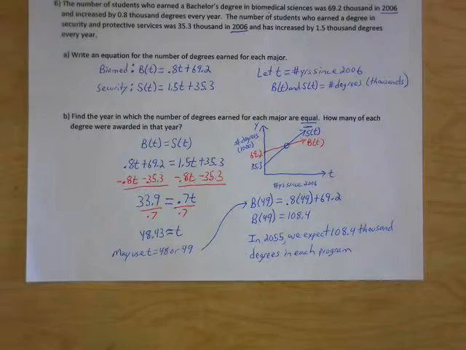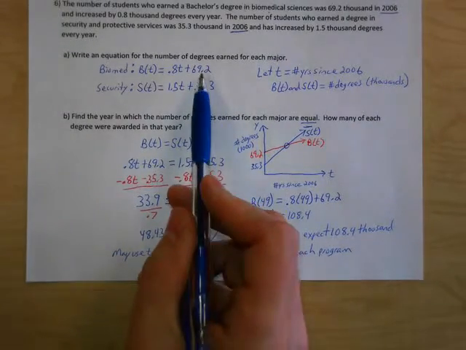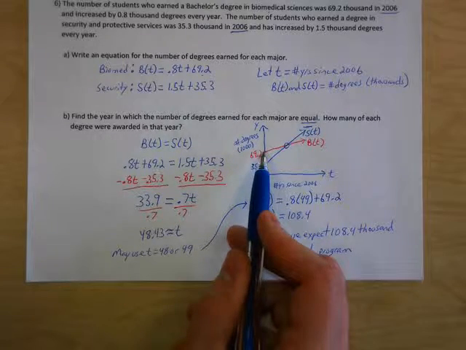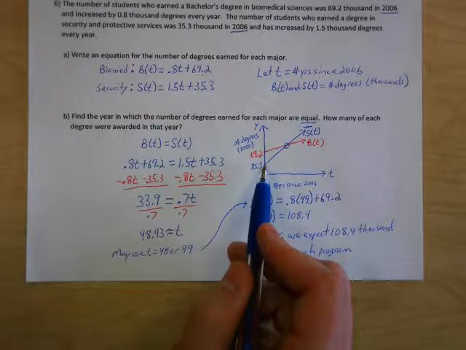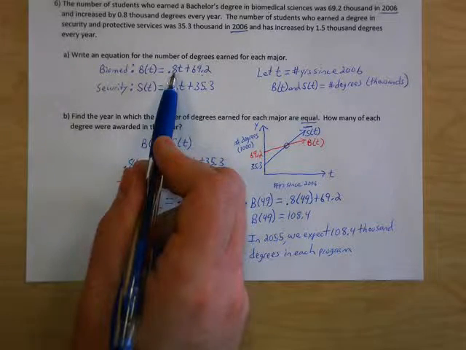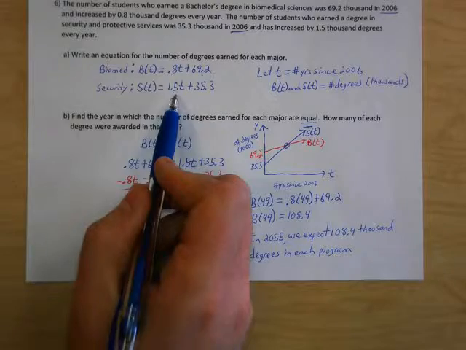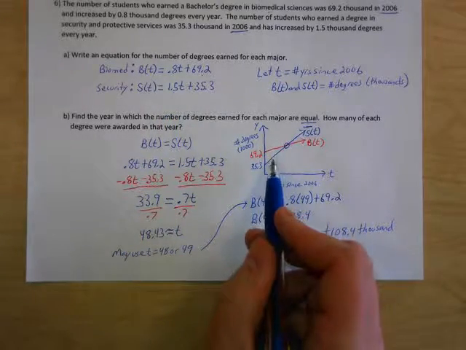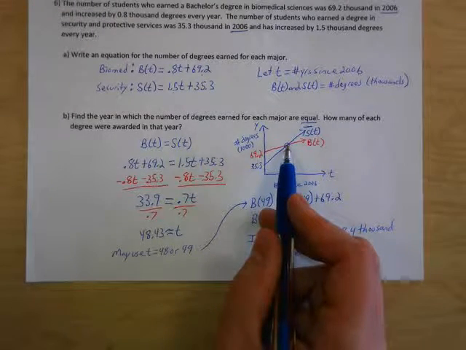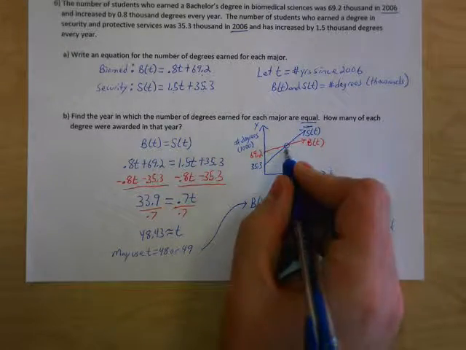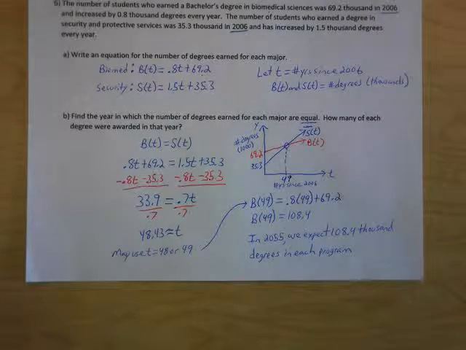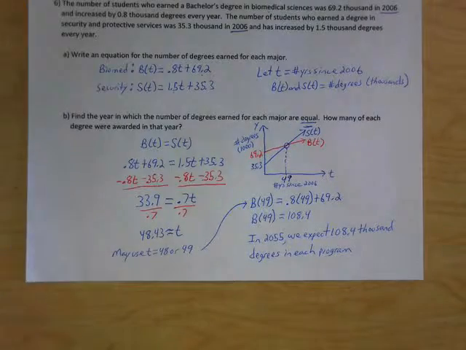Okay, and again, graphically, we can see what's happening on that. The biomed started at a higher value, 69.2, so that was the red line here. And then the security started at 35.3 thousand, but the security has a larger slope than the biomed, so that means the number of security degrees are increasing faster. So eventually, because the slope is larger and more steep, the security will catch up with the biomed. And when that happens, the t value there is approximately 48 or 49. Okay, so that's it for that lesson.